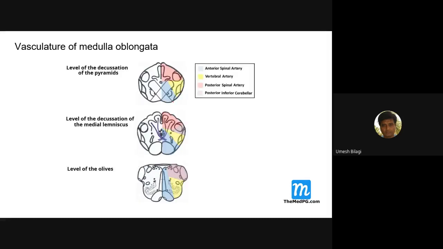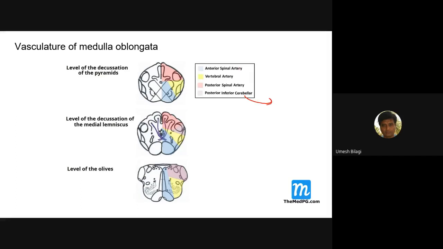Now, let us briefly try to understand the blood circulation of the medulla oblongata, which is a bit complex. One thing you should know: there are 4 arteries shown here: anterior spinal artery, vertebral artery, posterior spinal artery, and posterior inferior cerebellar artery. This is PICA. Everybody keeps on asking PICA. This one they ask.